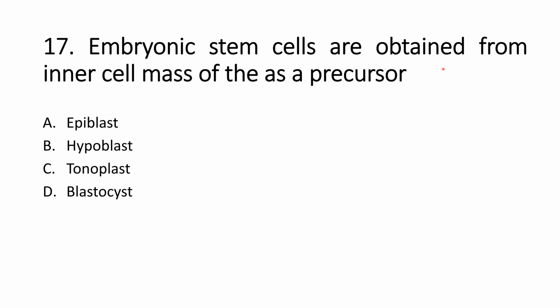Embryonic stem cells are obtained from the inner cell mass of the ___ as a precursor. Option A, epiblast; option B, hypoblast; option C, tonoplast; option D, blastocyst. Option D is the correct answer, that is blastocyst. So the blastocyst is an early stage embryo that forms around 4 to 5 days after fertilization in mammals, including humans. During embryonic development, the fertilized egg undergoes multiple cell divisions to form a hollow ball of cells called a blastocyst. We'll move on to the next question.